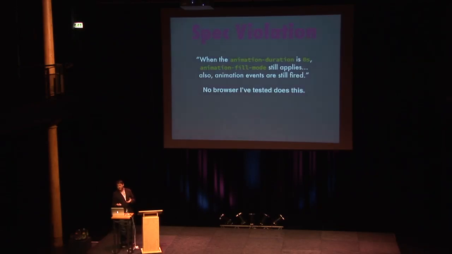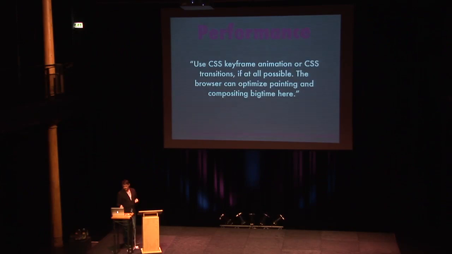I probably need to talk about performance because everybody loves to talk about performance. Paul Irish did some good tests on memory usage of position top left versus translate, which ones are more effective. And he says this: his finding was use CSS keyframe animation or CSS transitions if at all possible. The browser can optimize painting and compositing big time here.